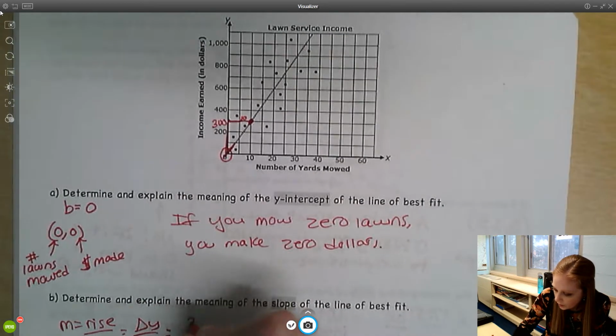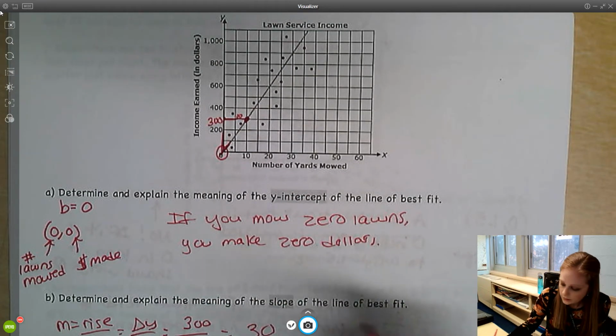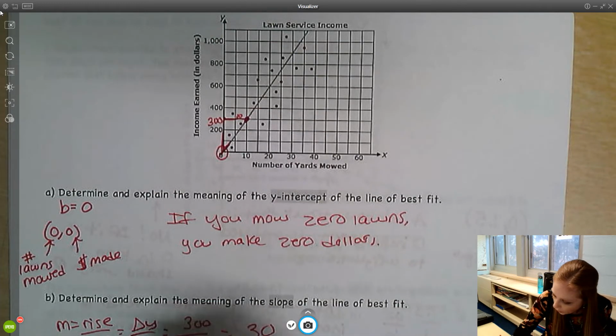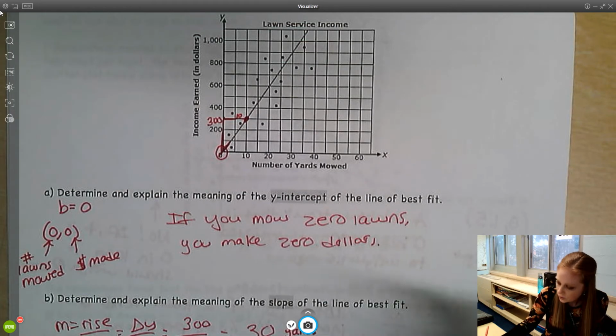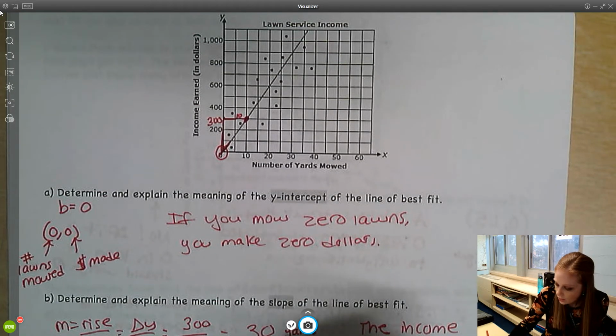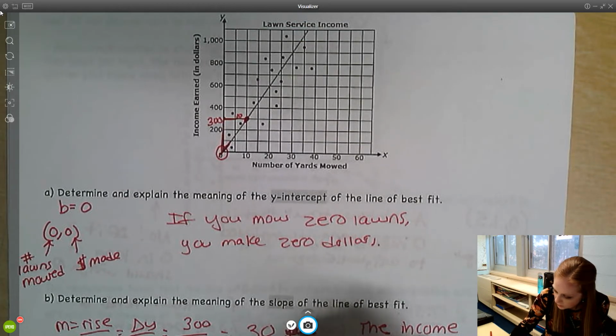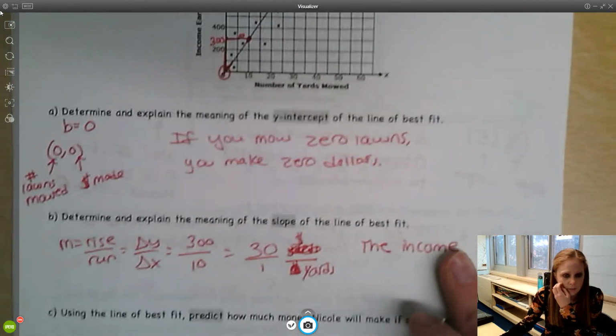Our change in y, we're going up 300, and we're going over 10. If you simplify that, you'll get 30 over 1, which is 30. The y is the number of yards over $1. So what you can say, the slope or the rate of change tells us that you're going to make, oh, I reversed that, didn't I? This is supposed to be money. Sorry, the y is money, and this is how many yards you mow. Oh my gosh, you can't even see.